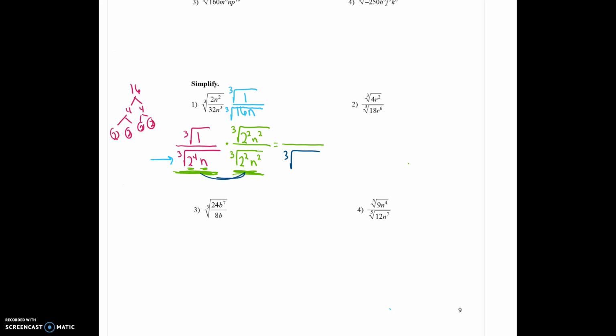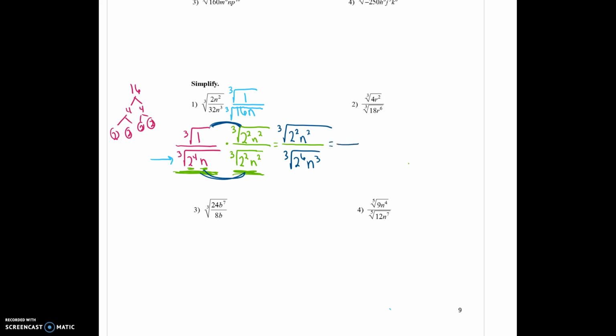So I'm going to combine these, and my 2's can combine into 2 to the 6th, and my n's can combine into n to the 3rd. Then I want to combine this, and nothing can really combine, and 1 times the other cubed root, I'll just keep this as 2 squared n squared. And now I'm ready. I am going to take out the perfect stuff.